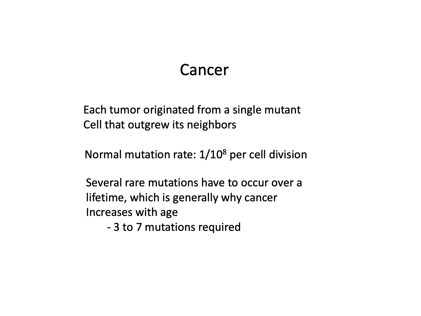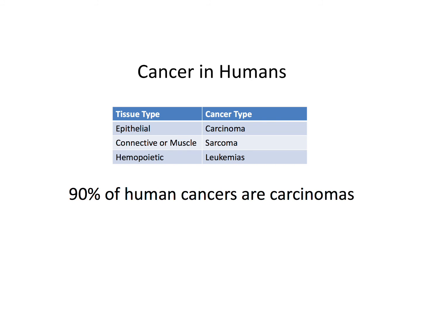Fortunately, most of those differences are going to end up in non-coding areas, since the coding regions only account for a very small fraction of the total genome. And even if they do occur in a coding region, they may not have a large effect on that. Also, it takes several mutations to generate a cancerous cell, anywhere from 3 to 7 mutations, depending on the tissue and what the mutations are. Now, we classify tumors into 3 types: the carcinomas, which are derived from epithelial tissue, the sarcomas, derived from muscle or connective tissue, and leukemias derived from blood cells. In humans, the vast majority of cancers or carcinomas are derived from epithelial cells.